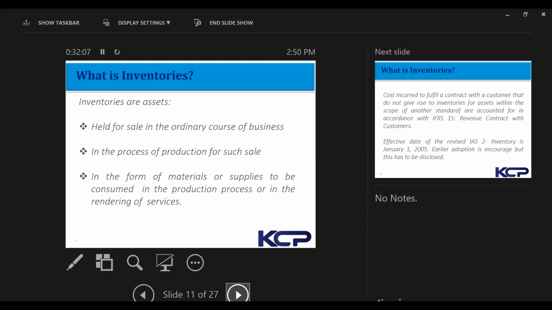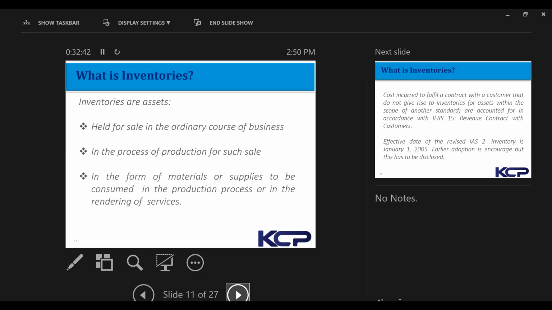Within that illustration, it will be a different thing if my firm is a real estate firm. That qualifies as our inventories. Do you understand? So, held for sale in the ordinary course of business, then the second one is in the process of production for such sales. I earlier explained that we could have raw materials, work in progress, and finished goods that come in there.